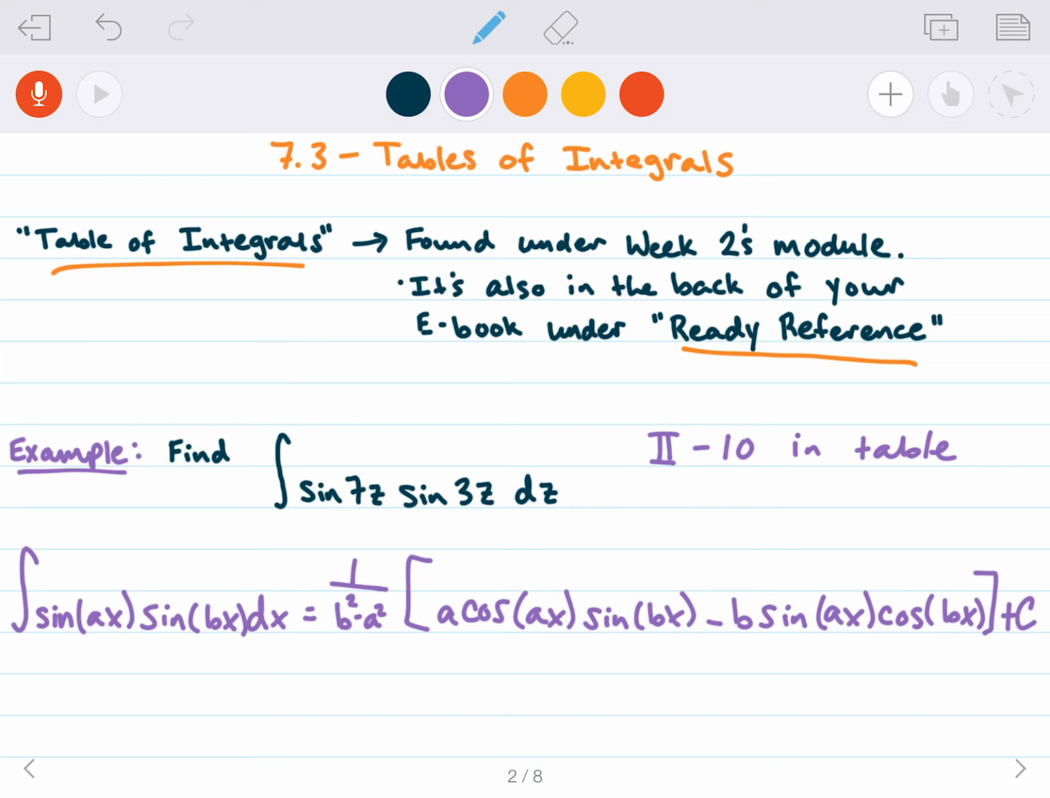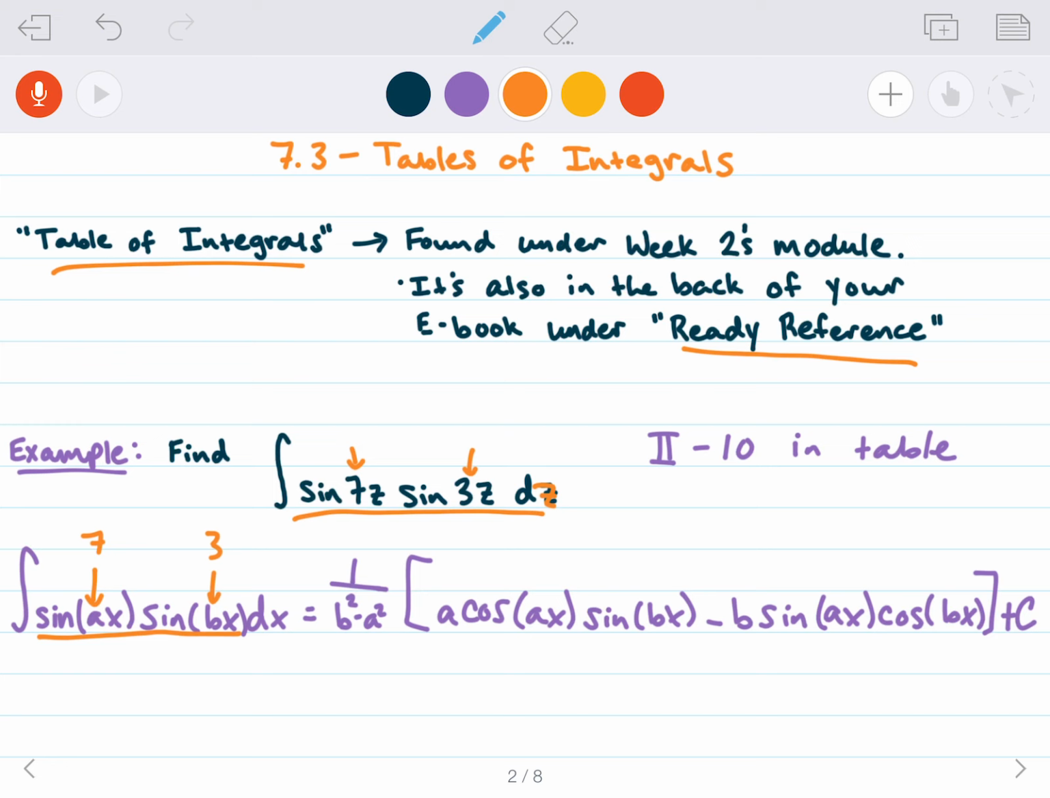I knew to use this one because the coefficients here are just numbers. In this case, our a is equal to 7 and our b is equal to 3. Those are numbers in front of our variable, which is not x, but z. We're integrating with respect to z. So that's how I knew to use this formula, because it matches up perfectly. A is 7, b is 3.